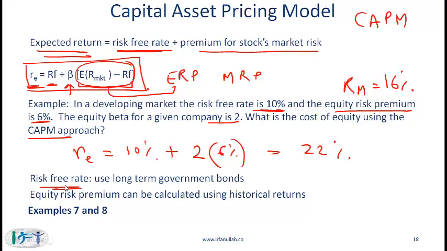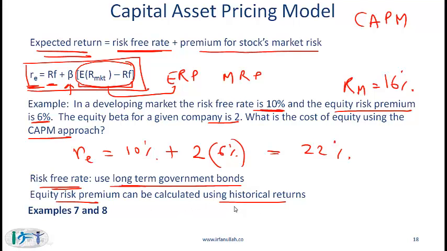For the risk-free rate, use the rate on long-term government bonds. Occasionally you will see the return on short-term government bonds, but theoretically using long-term bonds is more appropriate because equity investments are valued based on a long-term horizon, and it makes sense to use long-term bonds given that the horizon for equity is long-term. The equity risk premium can be calculated using historical returns.